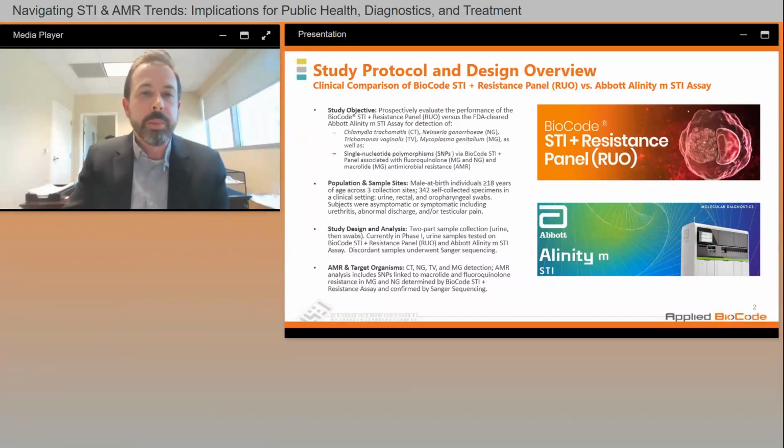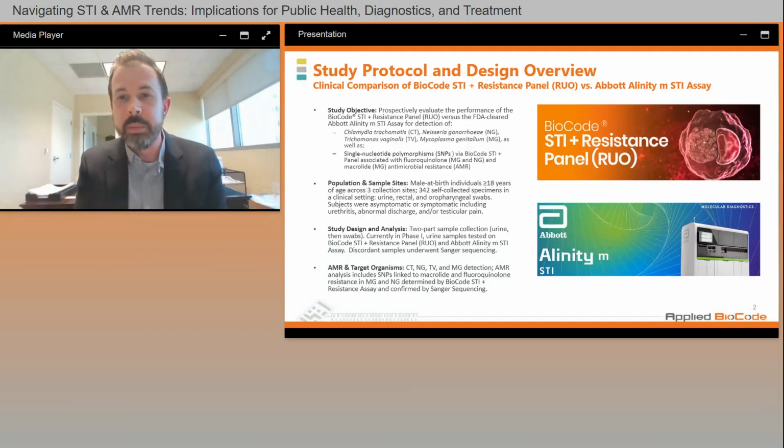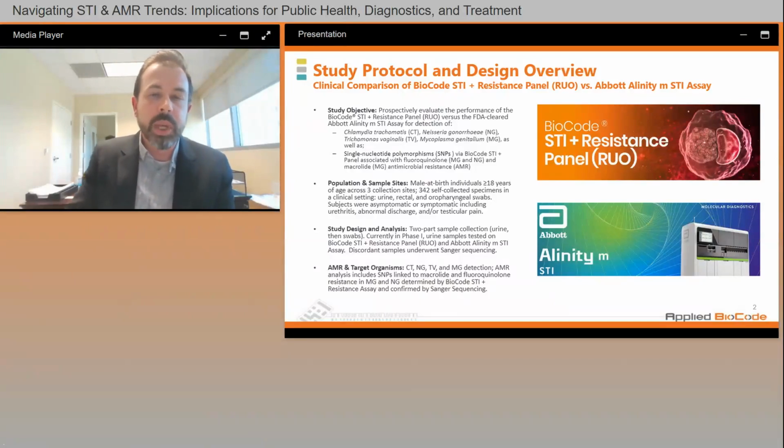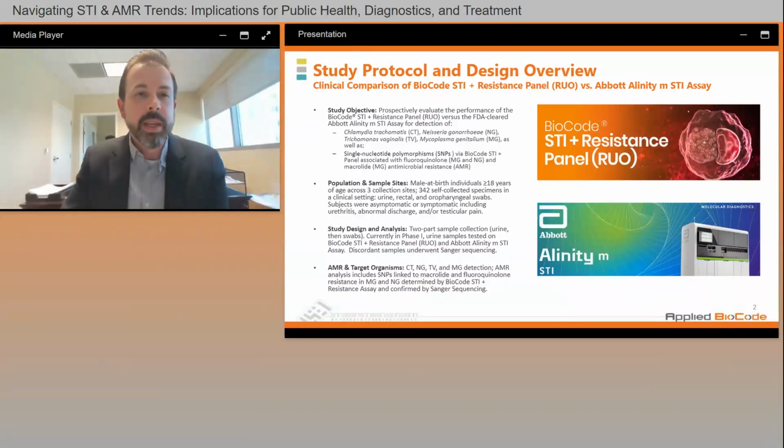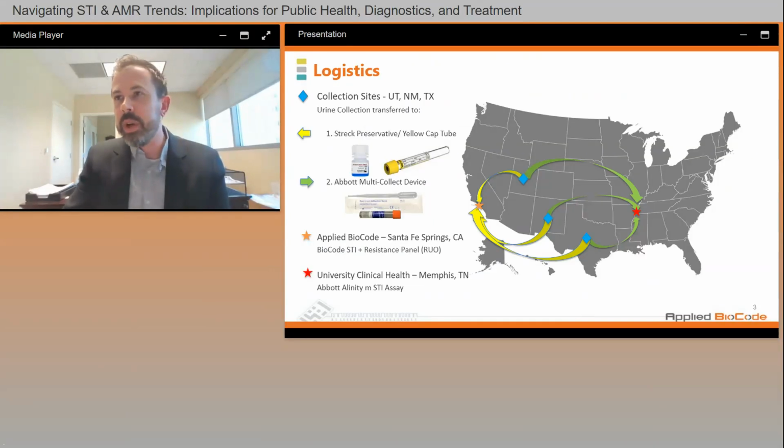But the performance of the study will be measured by calculating the positive percent agreements and the negative percent agreements for all 4 targets against the Alinity M, with AMR results being validated through third-party sequencing using Biocode SYBR PCR assays, which is going to act as a tiebreaker for discordant results as well. The study will give us a clear picture of the results for those discordant results.